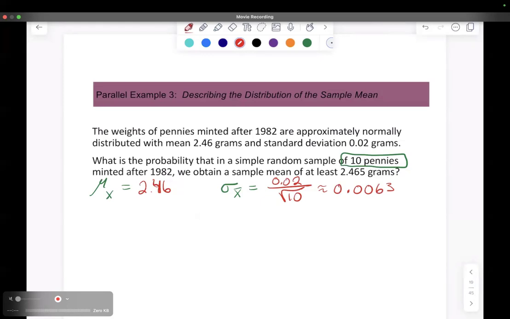How'd we do? Yeah, good job. I just rounded to 4. It doesn't matter where you round to. So you'll be happy to know that you're not learning a new calculator function with this. We are using the same old calculator function. The only difference is we are substituting this for the standard deviation. So it's just normal CDF. And you want to know at least 2.465 grams, so that means greater than or equal to. So we do 2.465, comma, 1E99, comma, our mean is 2.46, then use the new standard deviation.